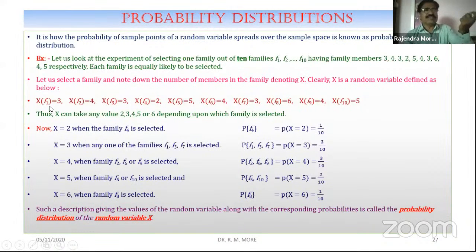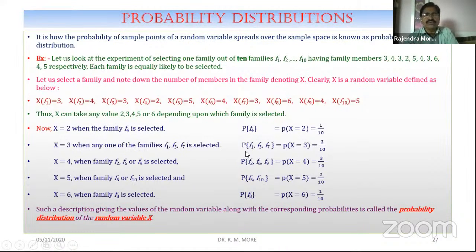If the first family, F1, is selected, then it has 3 members. See here, 3 members are there. So that random variable will be 3. If suppose the fifth family is selected, then the random variable will be 5, and so on. All the families we have written there. What are the probabilities of this? If you remember these numbers, some numbers are repeated here. I am taking this in ascending order, so first is 2. If x is equal to 2, then F4 will be selected. So the probability of F4 is nothing but the probability of the random variable x being equal to 2. It is 1 by 10 because out of 10 it is only 1 family.